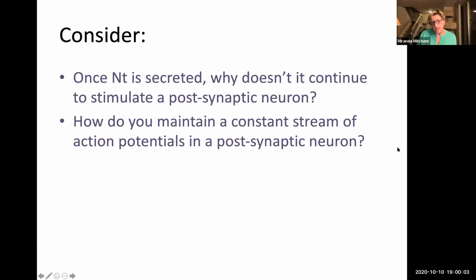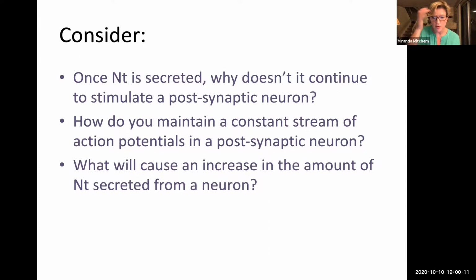So how do we maintain that constant stream? We need to fire more action potentials from the presynaptic neuron. What will cause an increase in the amount of neurotransmitter? Well, more action potentials.